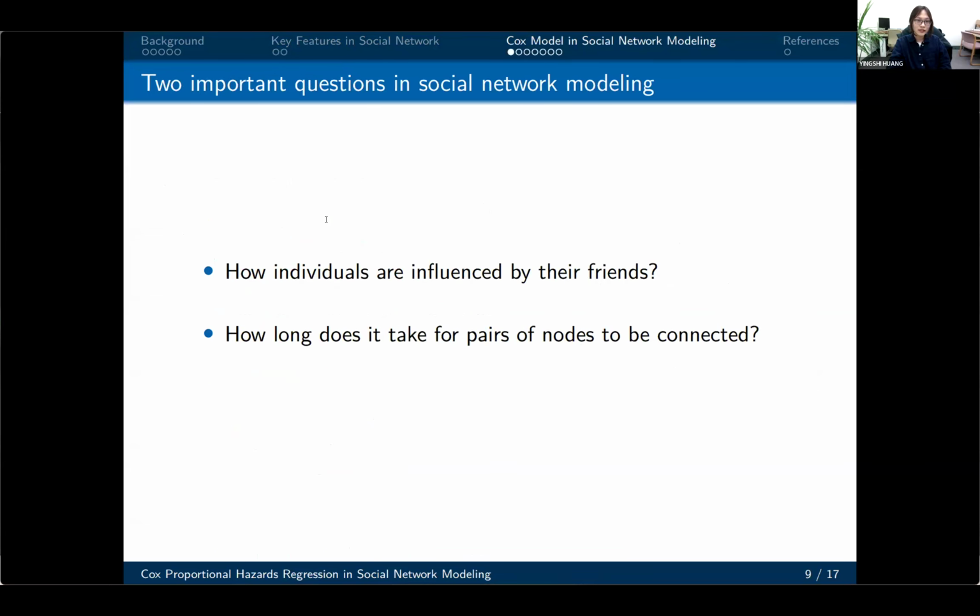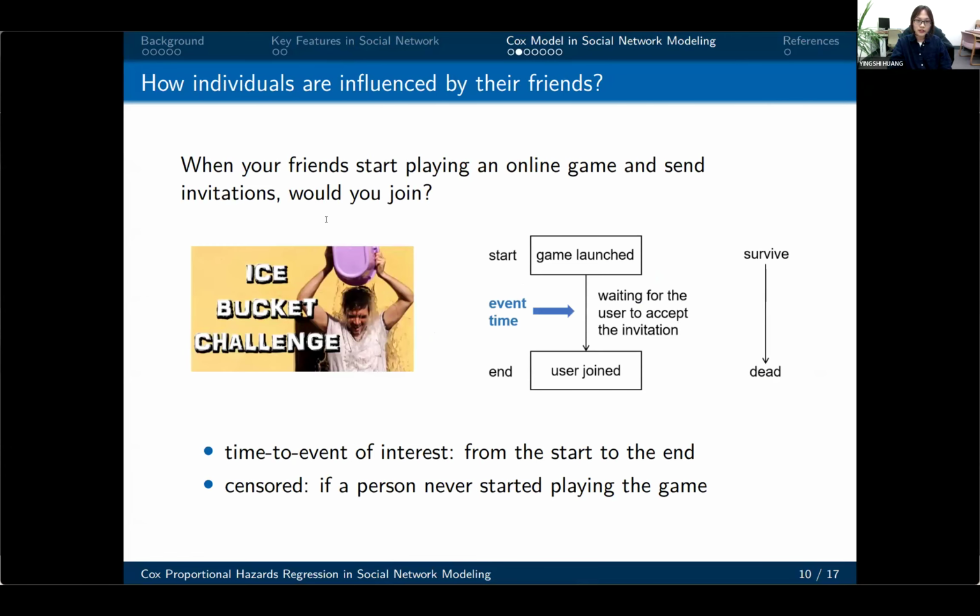There are two interesting questions in network modeling. The first question is how individuals are influenced by their friends. And the second question is how long it takes for pairs of nodes to be connected. For the first question, imagine a scenario where your friends start playing an online game and send you an invitation. We would like to join too. Let's say the ice bucket challenge. For me, even if all my friends participate, I would never join this game.